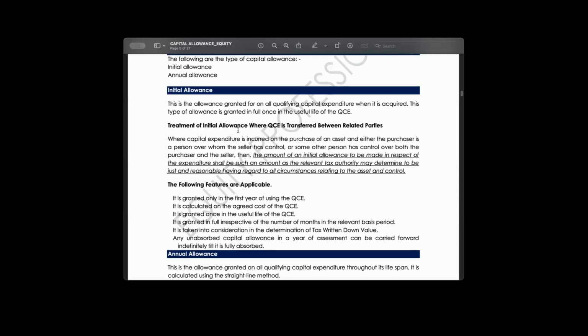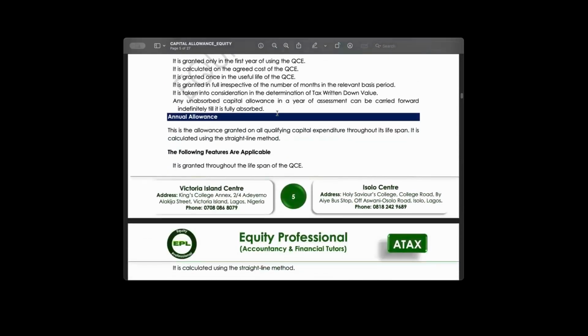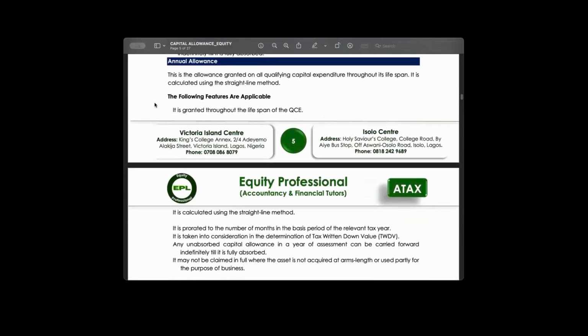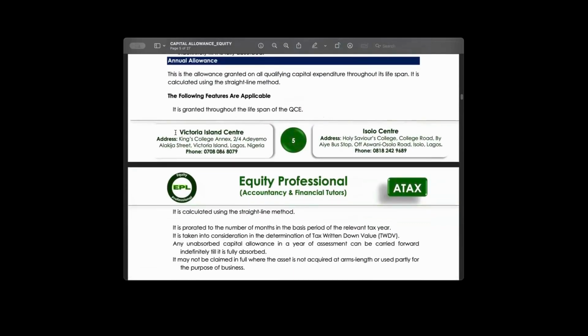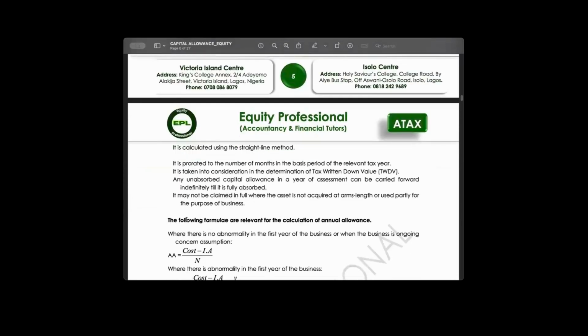Meanwhile, annual allowance is an allowance granted by the tax authority to the taxpayer. And this allowance is granted throughout the useful life of the assets. So what are the characteristics of this? It is granted throughout the lifespan of the assets. Next, it is calculated using the straight line method. Next, it is prorated by the number of months in the basis period. It is taken into consideration when you are calculating.